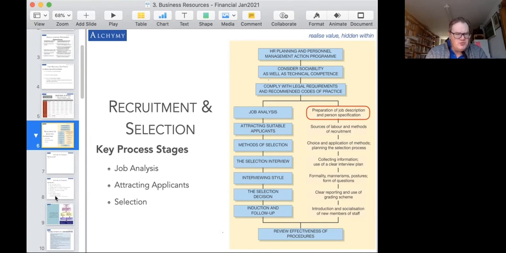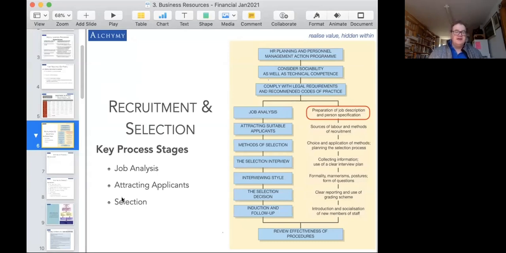How would you distinguish recruitment and selection? What does recruitment and selection mean? Get the right person for the job. That's what it's all about. To get to that stage, we need to do a number of things to get the right person for the job. And that's where recruitment selection comes in.